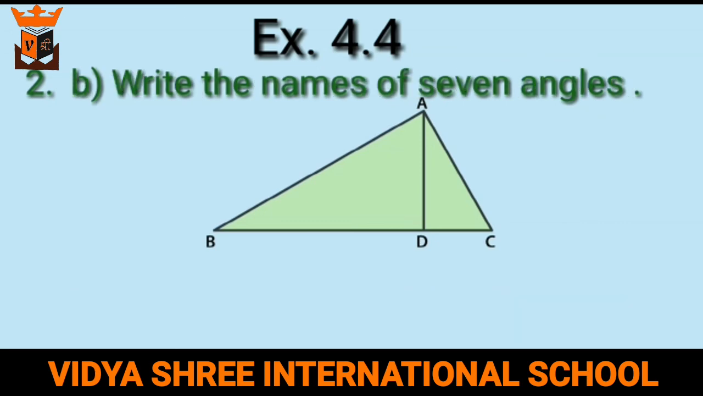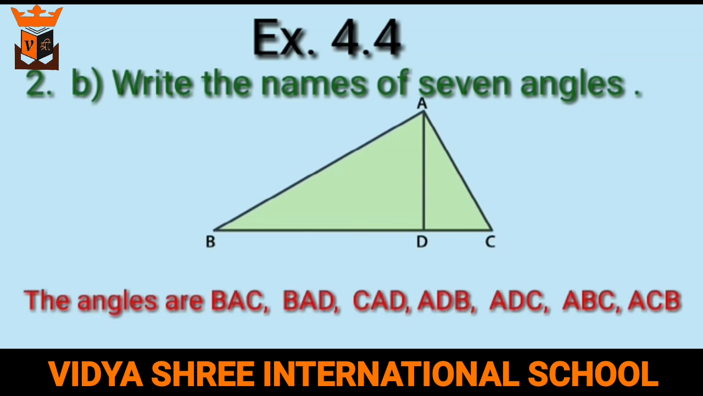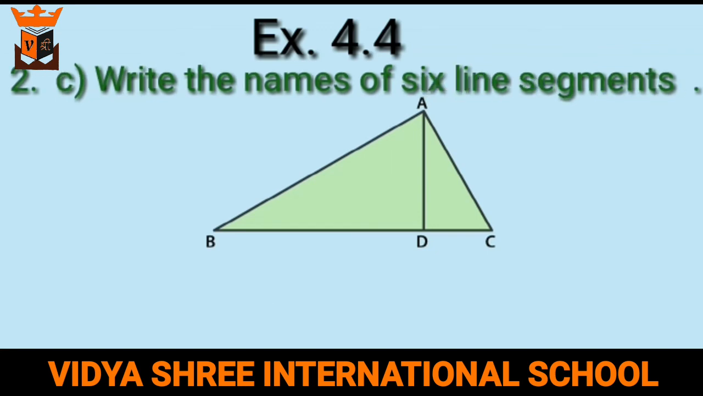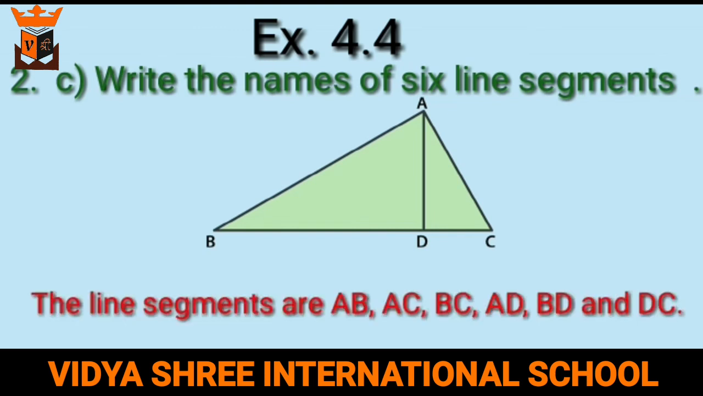B part is, write the names of the seven angles. The angles are angle BAC, angle BAD, angle CAD, angle ADB, angle ADC, angle ABC and angle ACB. C part is, write the names of six line segments. The line segments are AB, AC, BC, AD, BD and DC.